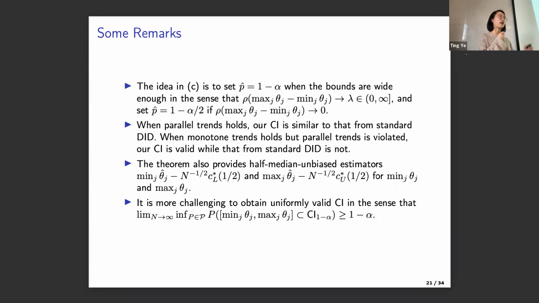And in our paper, we propose a procedure that uses a subsampling idea, but it's not very informative. So it's quite challenging in this case to provide a uniformly valid confidence interval. But I should say the intersection union bound is valid, but it can still be very conservative.